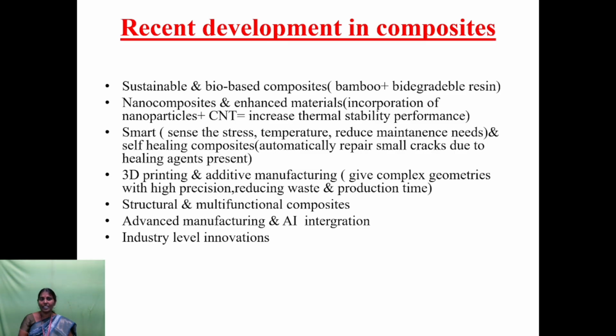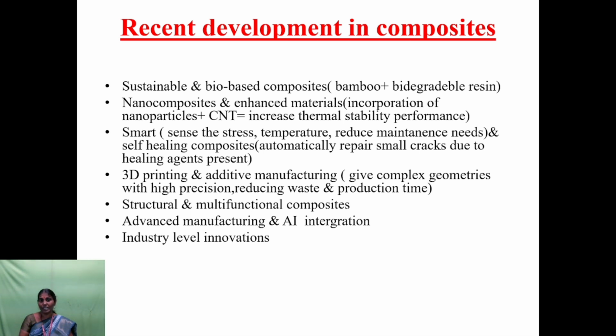So next one is recent developments in composites. What are the recent developments in composites? Composite materials are becoming sustainable and bio-based. For example, sustainable means a natural material, bamboo, is mixed with biodegradable resin. So we get a new type of composite material, which is used to fabricate the interior parts of automobiles. So bio-based composites are greener and very eco-friendly.